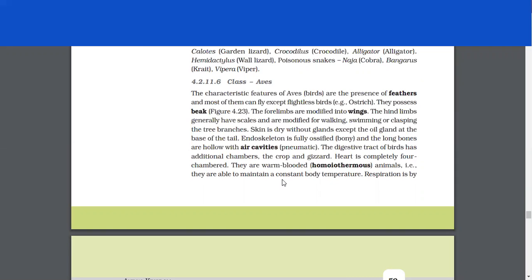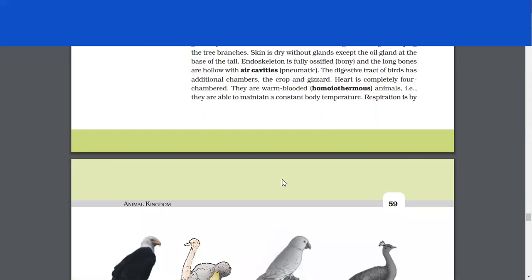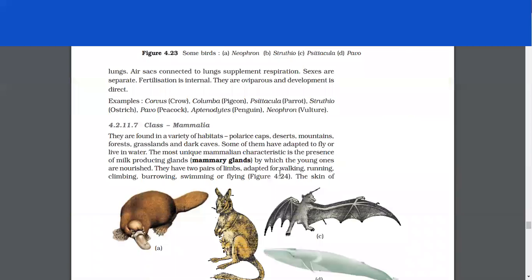The digestive tract of birds has additional chambers, the crop and the gizzard. The heart is completely four-chambered. They are warm-blooded animals, that is, they are able to maintain a constant body temperature. Respiration is by lungs. Air sacs connected to lungs supplement respiration. Sexes are separate, fertilization is internal, they are oviparous, and development is direct. Examples: Corvus, Columba, Psittacula, Struthio, Pavo, Aptenodytes, and Neophron.